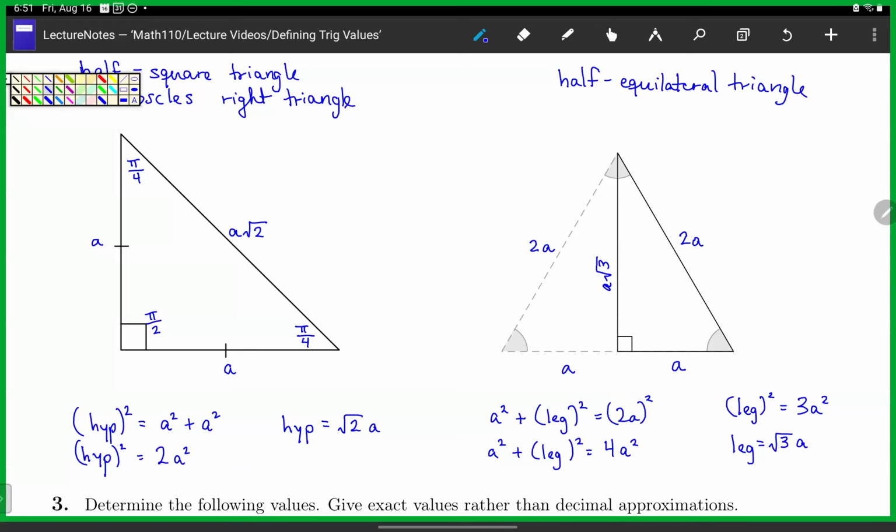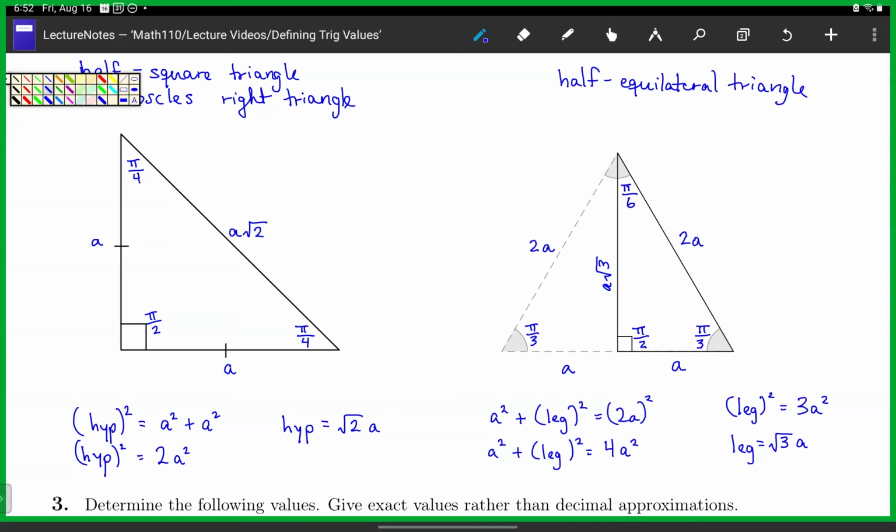Okay. Oh, and the angles. So looking at the equilateral triangle, the angles in that triangle have to add up to pi. So that means each one of these has to be pi over 3. That's pi over 3. This is pi over 3. And this whole thing is pi over 3, which means half of it would be pi over 6. Okay, and again, there's the pi over 2 is the right angle.